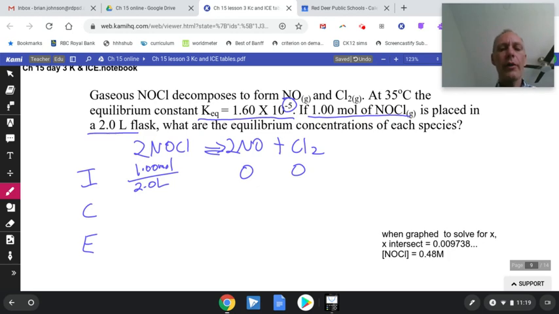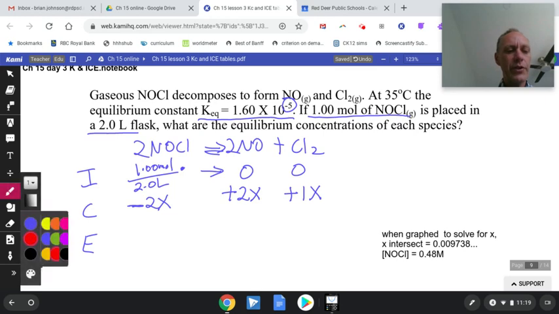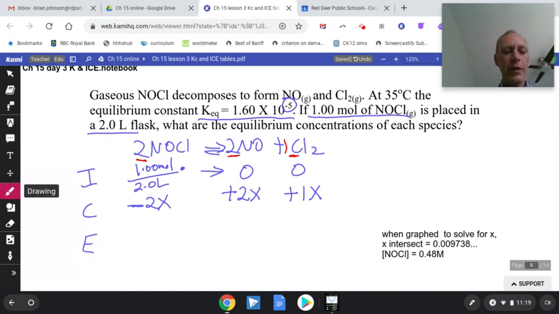Okay, so our change, you always move towards the zeros because you have to turn something that already exists into something that doesn't. So this is going to go forward. So we're going to gain product, gain 2 amounts of that one, and gain 1 amount of that. And we are going to lose 2 amounts. Again, we're using those coefficients to determine the amount of gain and loss. Okay, so at equilibrium, we will have 0.50 minus 2x. 0 plus 2x is 2x. 0 plus 1x is 1x. Okay, there's our 3 equilibrium concentrations.